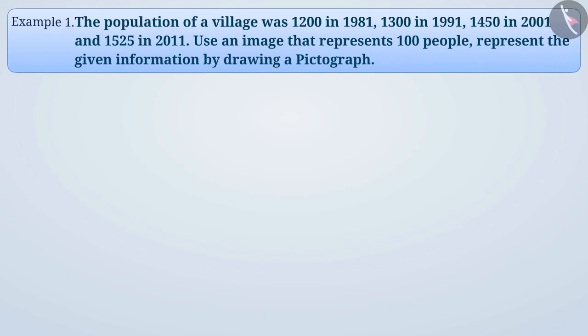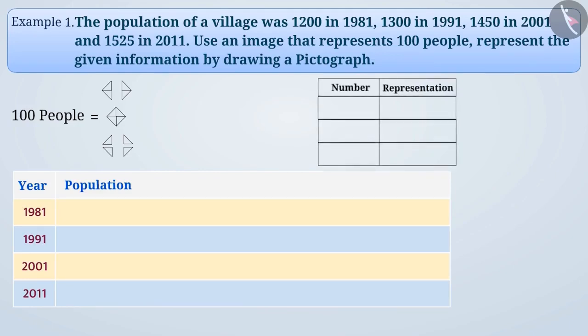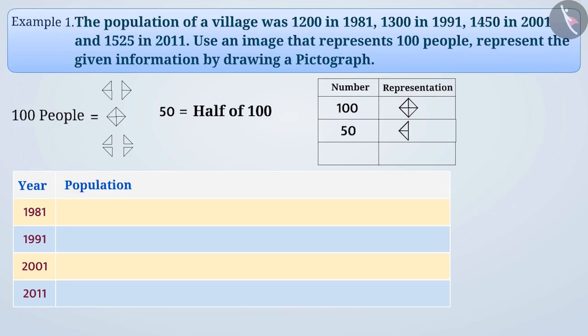Let us first draw a pictograph from the given information. We will use this image to denote 100 people. We can divide this image in 2 or 4 equal parts, which will help us to represent the given data. In this way, we will represent 100 as a complete image. Since 50 is half of 100, we will represent 50 as half image.